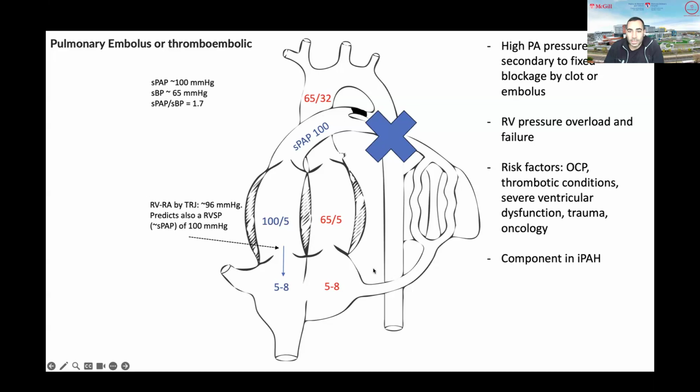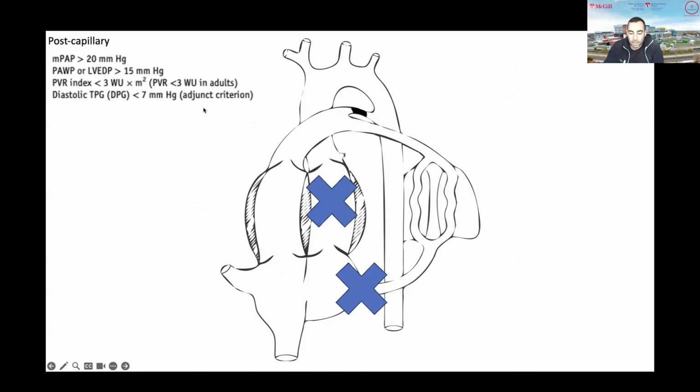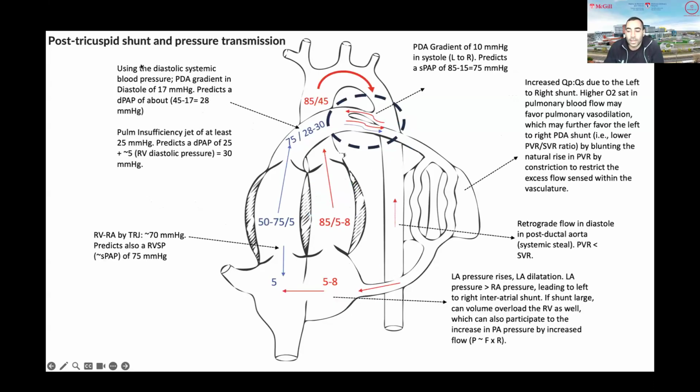Embolus can present similarly. We spoke about post-capillary. One thing I want to mention is that you guys deal a lot with congenital heart patients, and these patients may have shunts also. And one easy shunt to think about is a duct, okay? So we often have a situation where we have a post-tricuspid shunt, and this post-tricuspid shunt, no matter what, will create pressure transmission. So for example, think about a big duct, a very large duct.